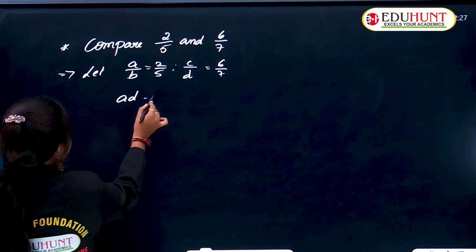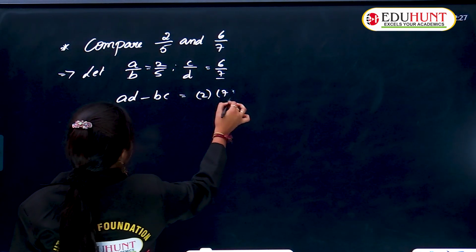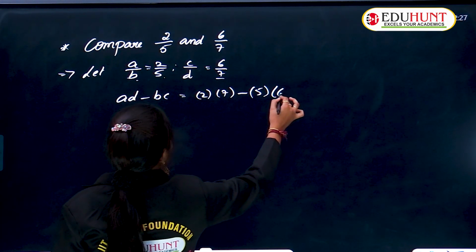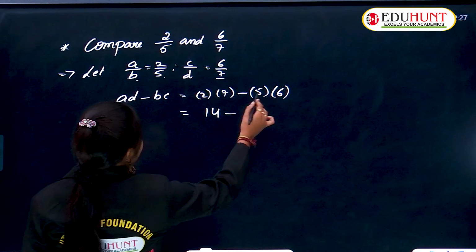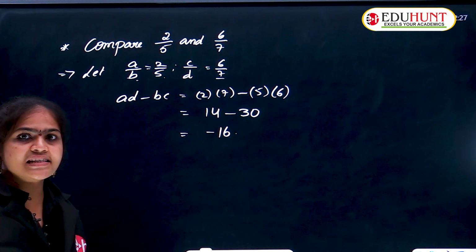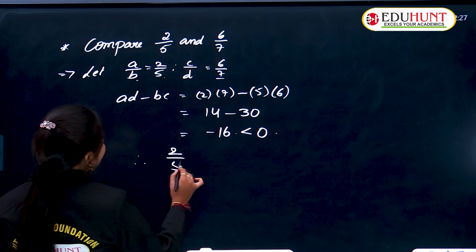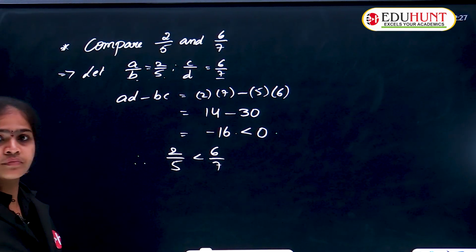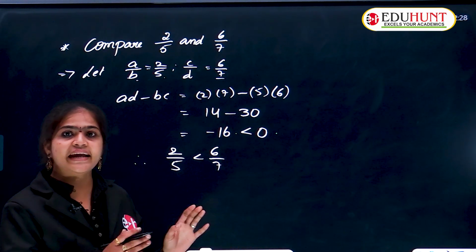Now what do we have to find out? ad minus bc. a is 2, d is 7, minus b is 5, c is 6. ad minus bc: 2 sevens are 14, minus 5 sixes are 30, which equals minus 16. Minus 16 is less than 0. That's why 2 by 5 is less than 6 by 7. Is it clear? In this way we can compare any two rational numbers using the formula ad minus bc.